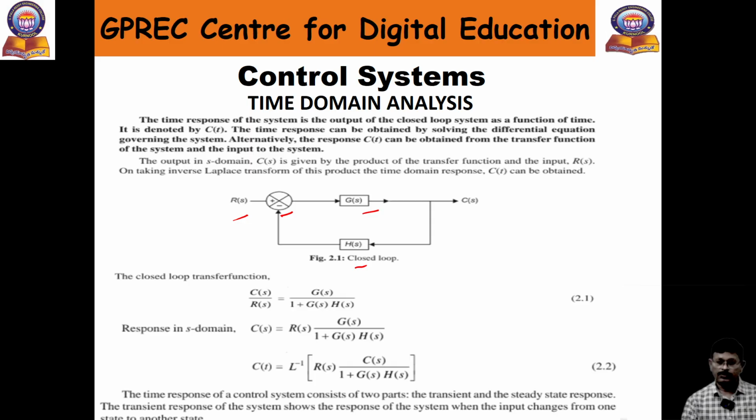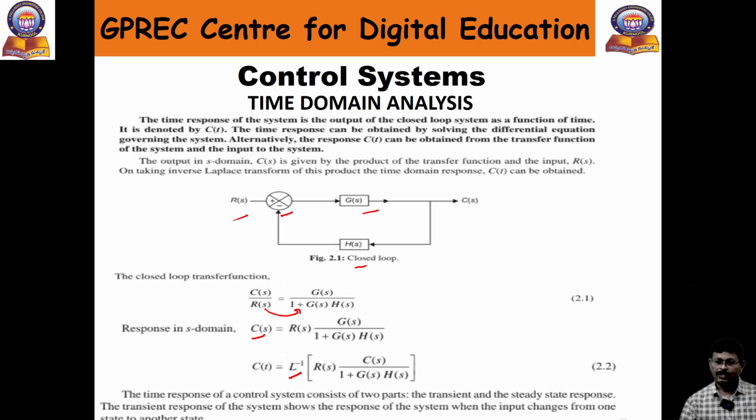The response in the S domain, the output in the S domain, you take the output only, C of S. So take R of S to this side, right? So now C of S equals G of S into R of S divided by 1 plus G of S H of S. Now, how do we find it in the time domain? Apply the inverse Laplace transform.